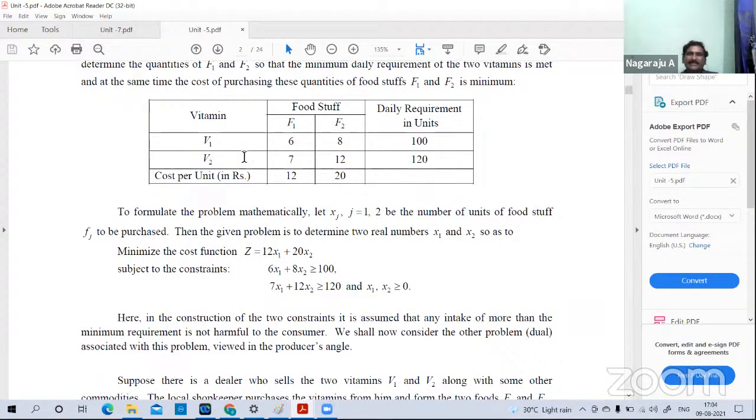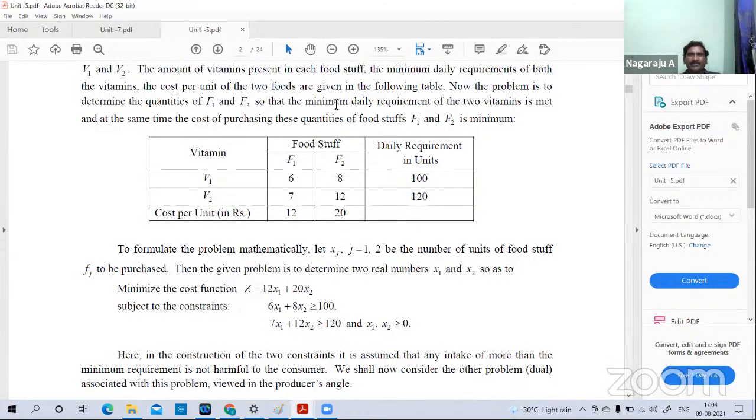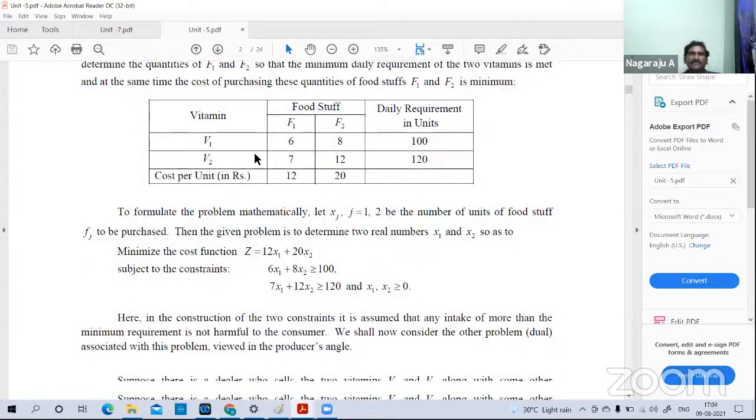To formulate the problem into a mathematical one, let xj, j equal to 1 to m. Here we have only 2, so I can take x1 and x2 only. These are the units of food purchased, so that is determining the real variables x1 and x2. We minimize the cost function z equal to 12x1 plus 20x2. That is the objective function. Here we want to minimize.